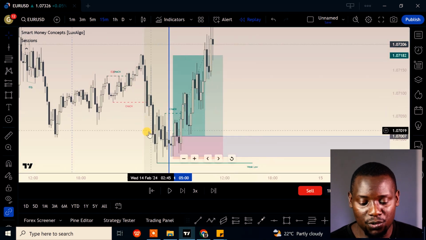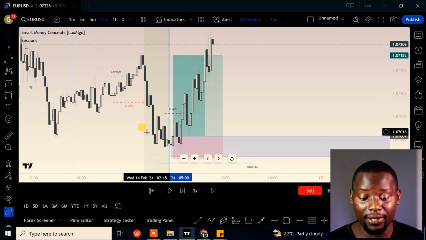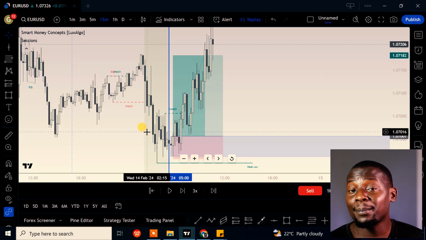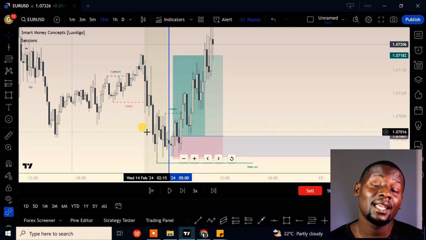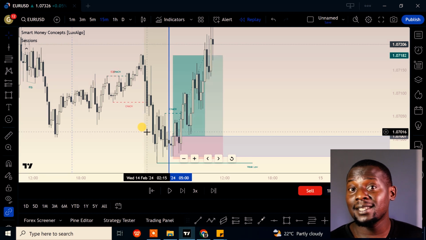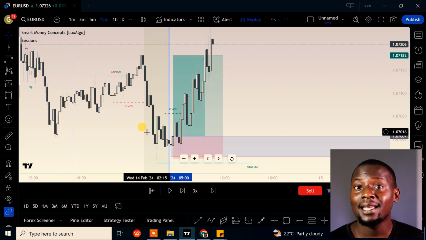So this was on 14th of February. You can see, guys, this particular strategy happens almost each and every day. So if you incorporate or use it in your trading, you'll definitely become profitable. Now, of course, this is a great strategy, but if you do not couple this with good risk management, you'll definitely not make it in this prop firm space.